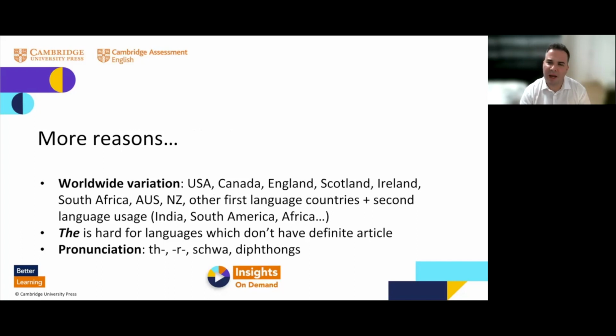One of the toughest parts of English grammar can be the simple word the, since it is frequently used but often hard to predict, especially for languages which don't have similar definite articles. For some learners, English sounds can be hard to pronounce, such as the TH sound, the English R sounds, which depend on region, and also the diphthongs.